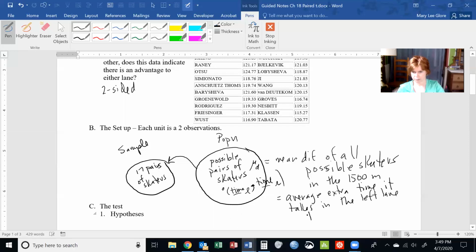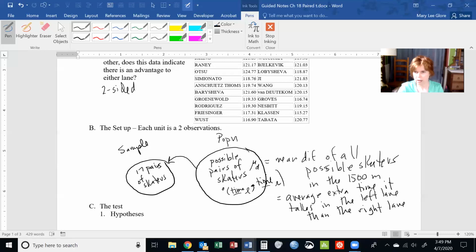than the right. All right, so again, this is a difference in means. It's the average difference. And mu d is like, so this would be the advantage to the right lane. So if it's positive, it takes more time in the left lane than the right lane. And if it's negative, it takes more time in the other lane.